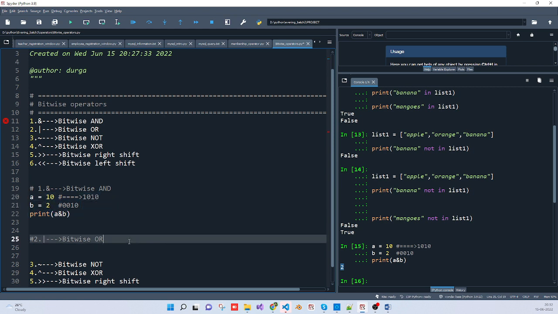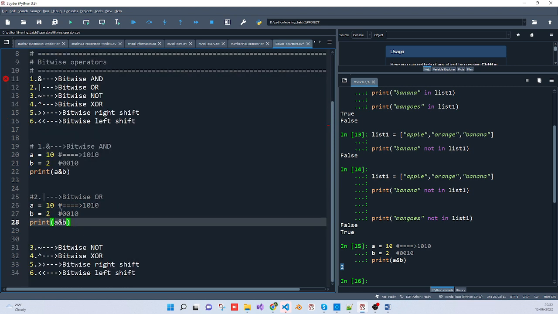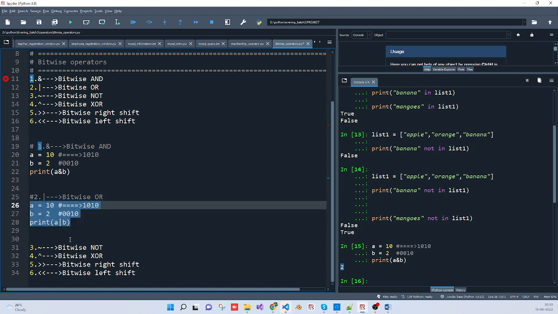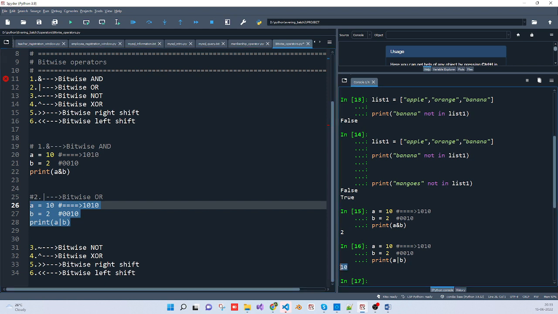Control C, Control V. Now, in an OR operation, if any one input is true, the resultant output is true. So in my case, there is a one in the fourth place and a one in the second place. So the output is 1010, so the final output is 10. Got it, guys?